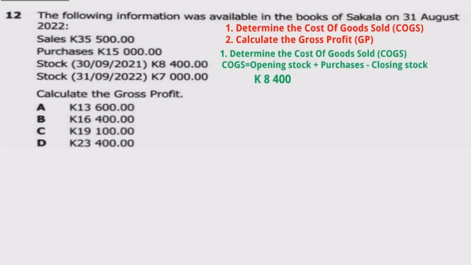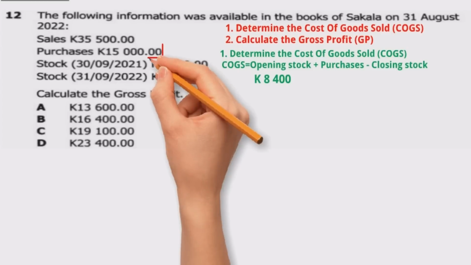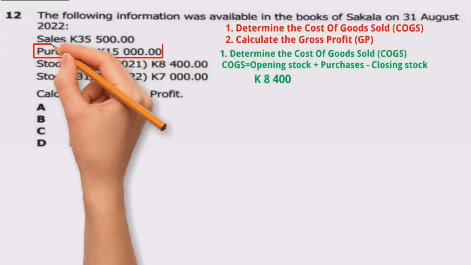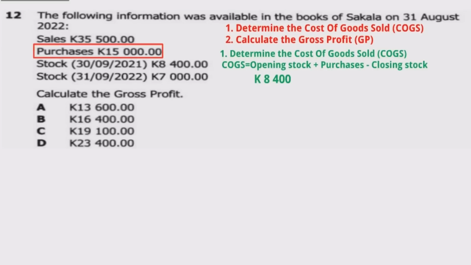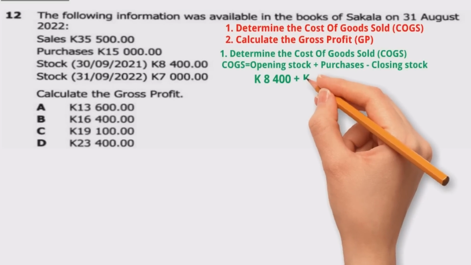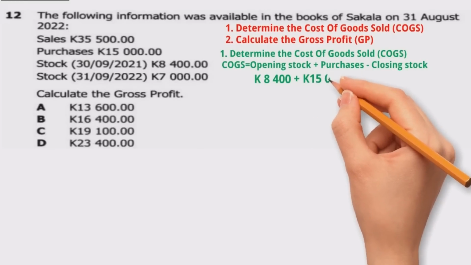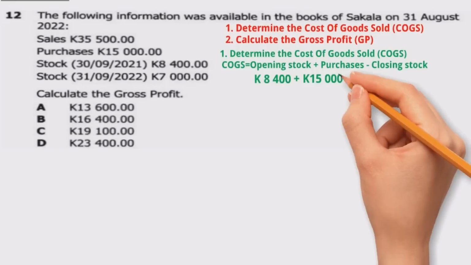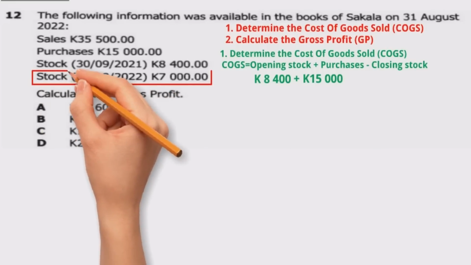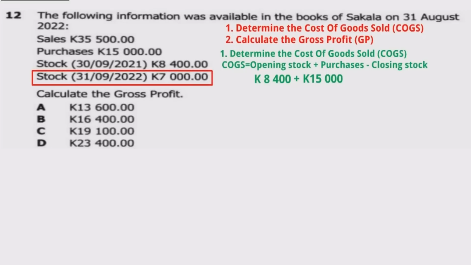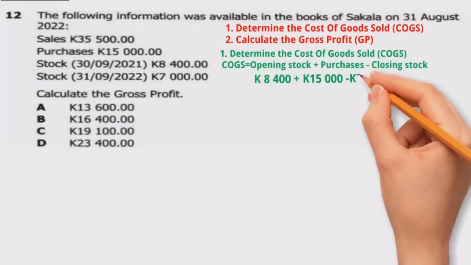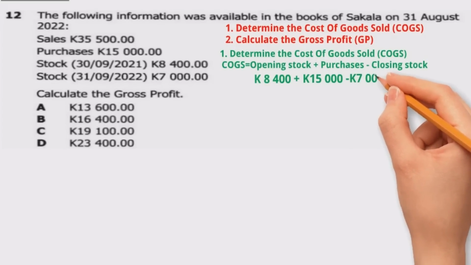Then purchases, we go to the information. The information where the purchases are is where I've put the box. How much are the purchases? That is 15,000 kwacha, so we write plus 15,000 kwacha. Then closing stock, how much is closing stock? Closing stock is here and it's 7,000 kwacha. So we write minus 7,000 kwacha.